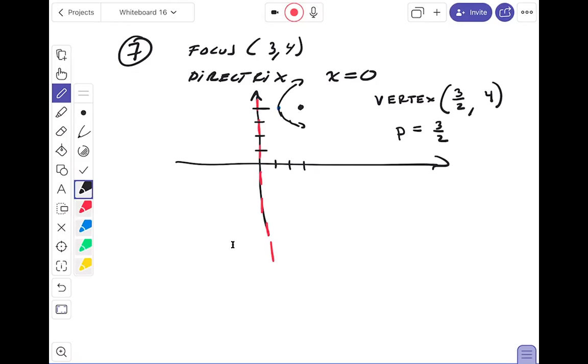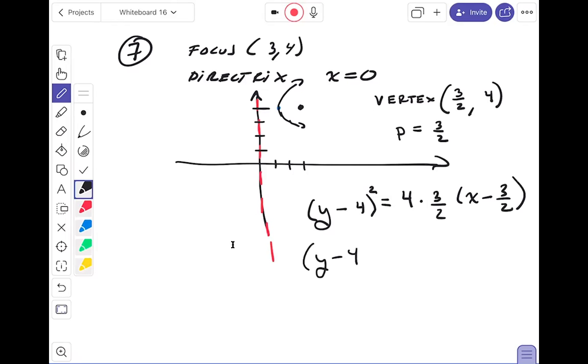So I think I'm ready to write down what's going to be (y minus 4) squared equals 4 times p times (x minus 3/2). I'm going to clean up a little tiny bit, and then I'll put a box on it, and then we'll check. What do you get over here? Well, 2 goes into 4 2 times, and 2 times 3 is 6. A box on this.